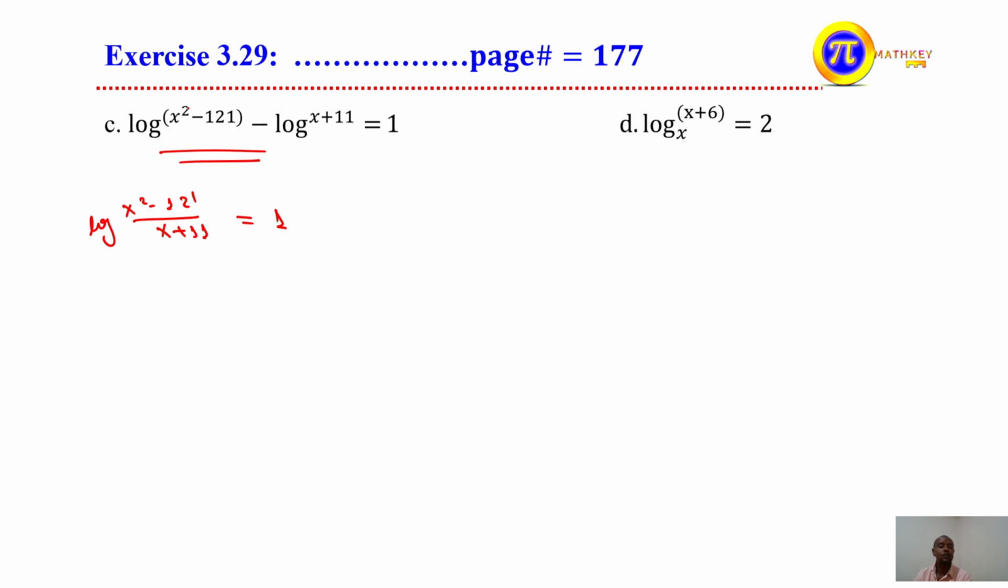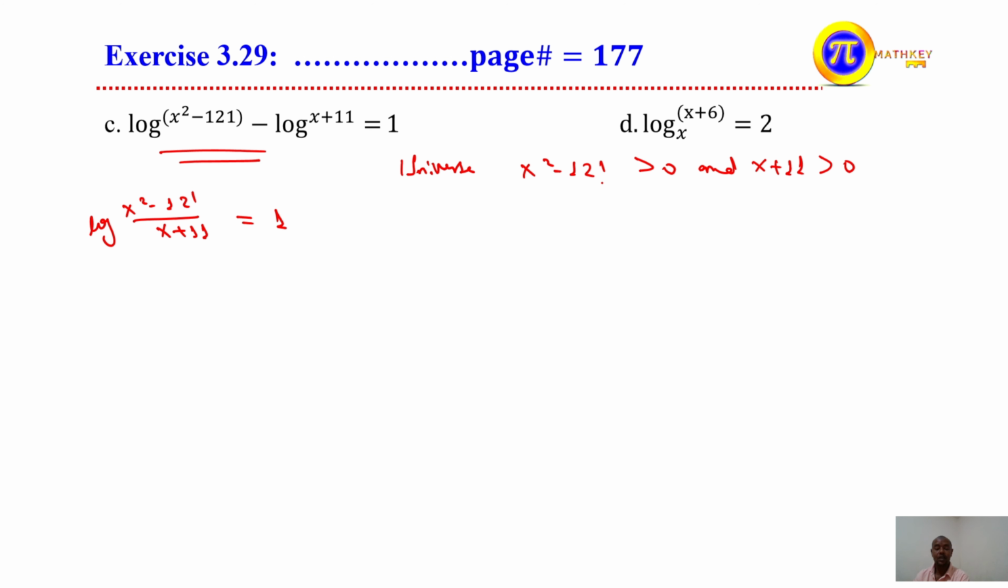So what is the domain of this one? If you find the domain, you can find the solution. This means the universe of this one: the first condition is x squared minus 121 is greater than 0, and x plus 11 must be greater than 0.